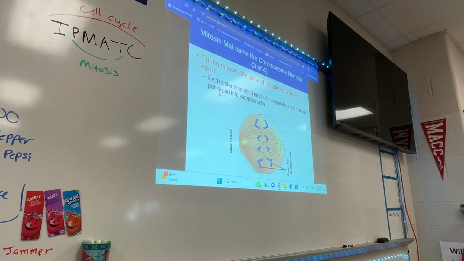So during mitosis, the sister chromatids are pulled apart. So they get separated. They were in an X, and they are no longer in an X, and they get pulled apart. You can see how they are homologous, like this one looks the same as this one looks the same as this one, and so on. They get pulled apart during mitosis. And we'll get into more details like that.